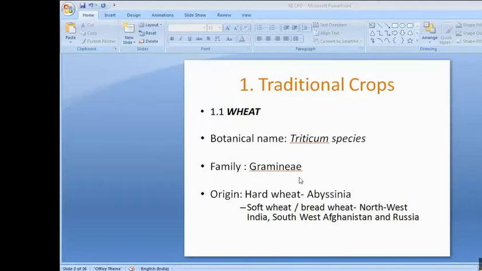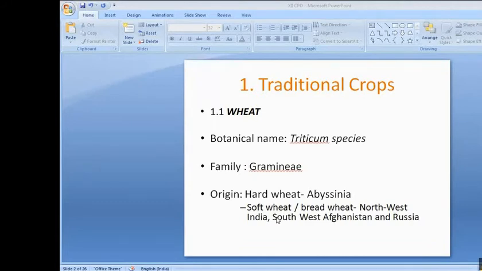Sometimes if we don't know the origin of a particular crop, we can understand it from the place where it is grown on a large scale. So for wheat, the family is Gramineae, and in case of origin there are two kinds of wheat. One is hard wheat, the second is soft wheat. Hard wheat originated in Abyssinia, while soft wheat originated in northwest India, the southwest part of Afghanistan, and some part of Russia. Now, what are soft wheat and hard wheat?